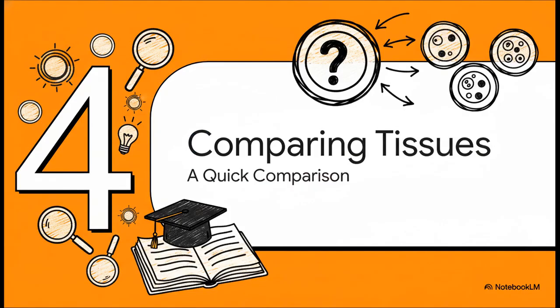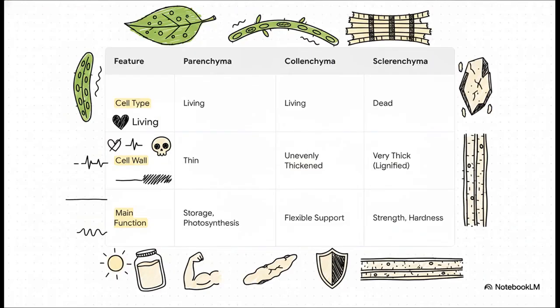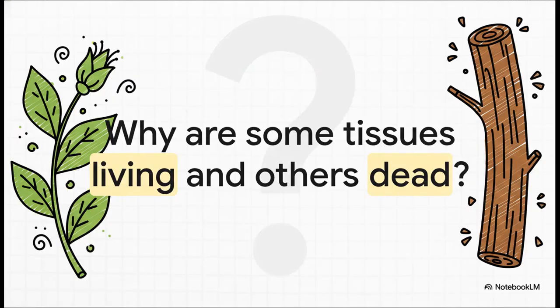So, we have now studied all three types of simple permanent tissues. Let's put them all side by side in a table to clearly understand their differences. This table provides a very clear summary for your revision. Please focus on the key differences. First, look at the cell type. Are the cells living or dead? As you can see, parenchyma and collenchyma are made of living cells, while sclerenchyma is made of dead cells. Then, look at the nature of their cell walls and their main functions. They're all very different. Now, this often brings up a very common confusion among students.